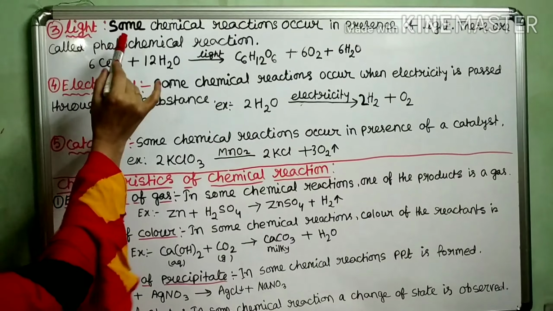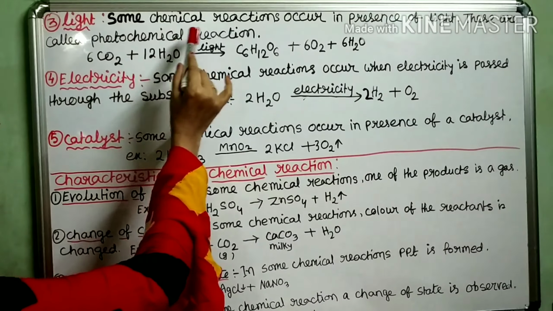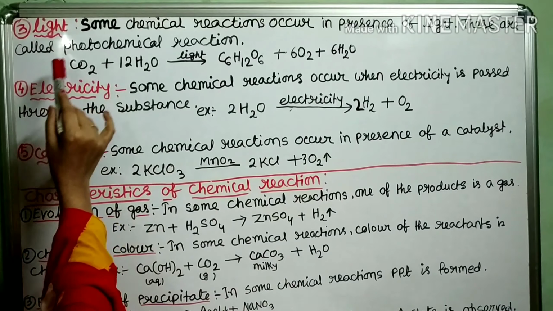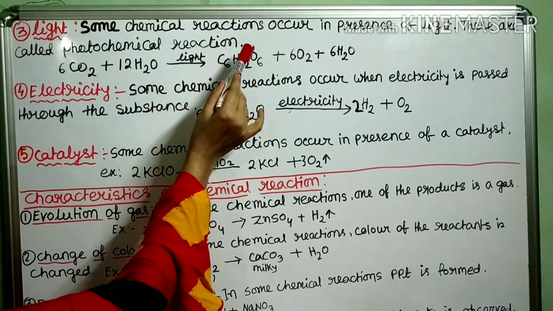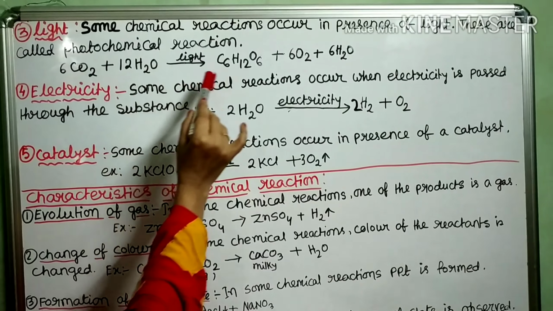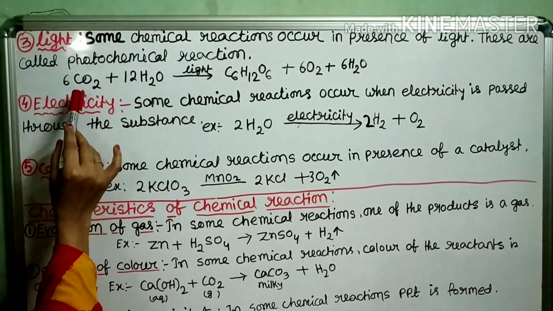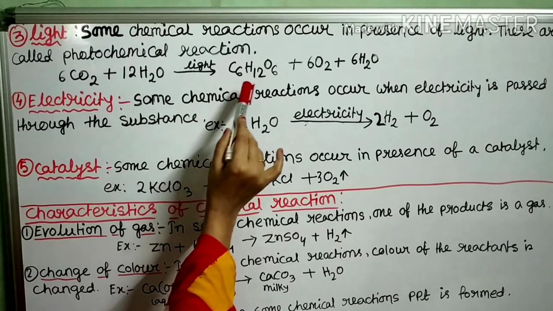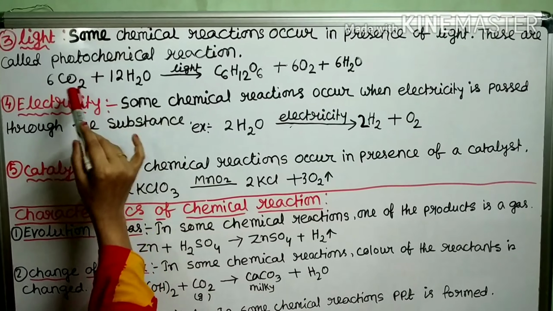Now number 3, light. Some chemical reactions occur in the presence of light. These are called photochemical reactions. For example, photosynthesis. Green plants produce glucose in the presence of carbon dioxide, water and sunlight. So it is in the presence of light.